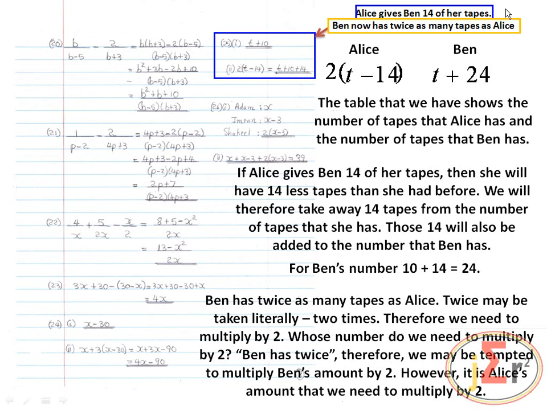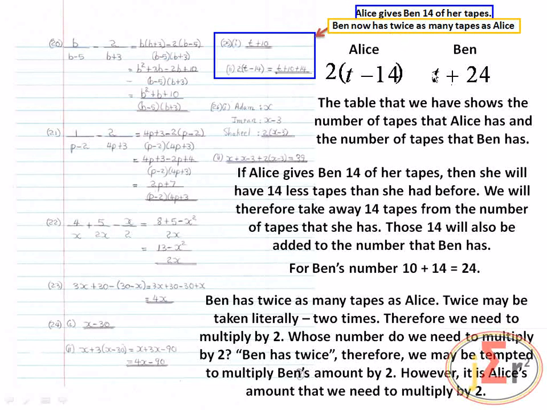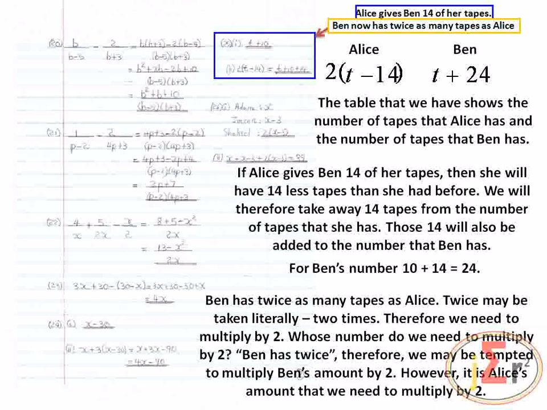But the statement of the problem may be a little bit misleading. Ben now has twice. Therefore, you are tempted to multiply Ben's number by 2 because it says Ben now has twice. But let's see what the entire statement said. Not just twice, but twice as many tapes as Alice. And we will take a look at that under the microscope.